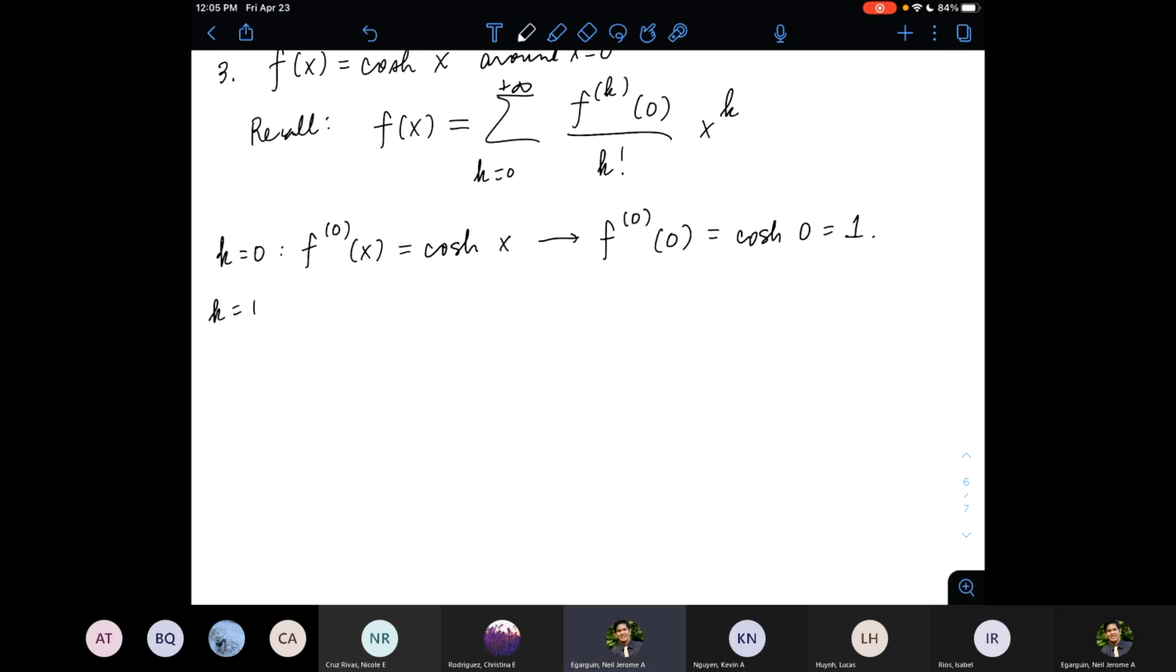And then let's do k equals 1. That's f upper 1, but f upper 1 is just another way of saying f prime of x. So we need to differentiate cosh. The derivative of cosh is sinh.